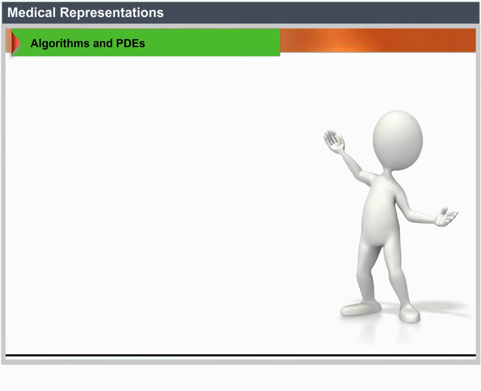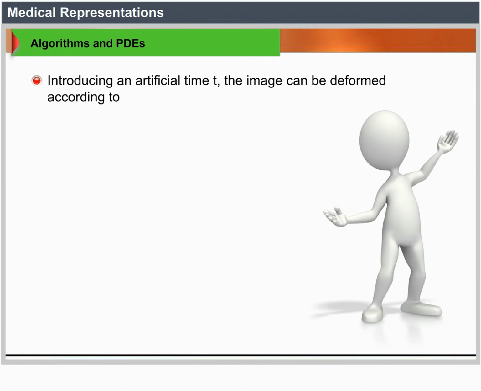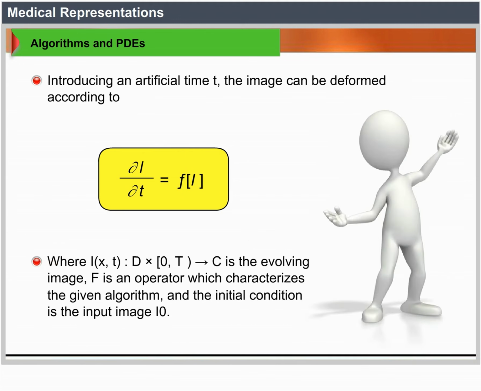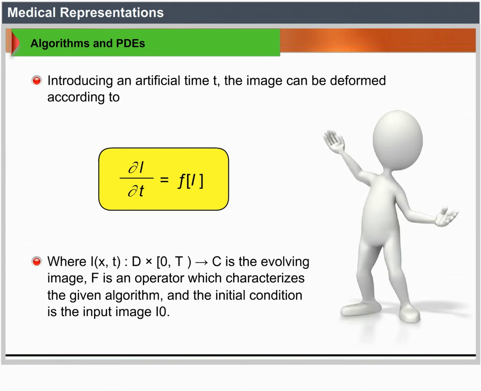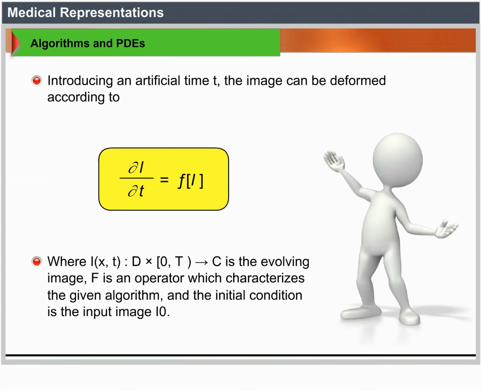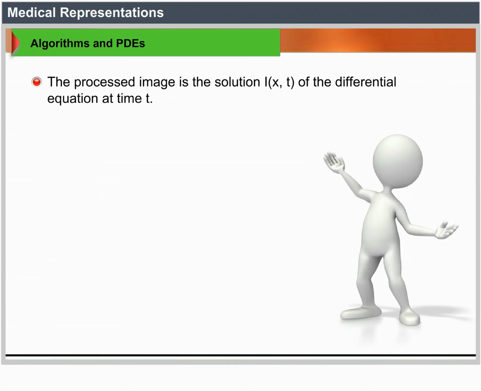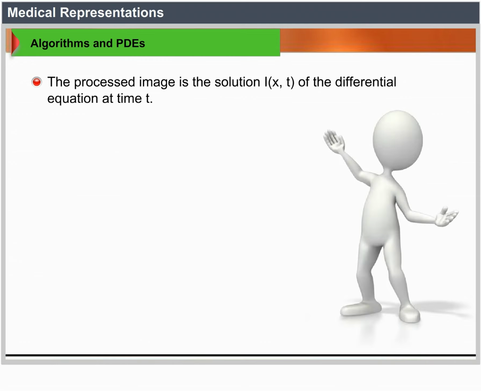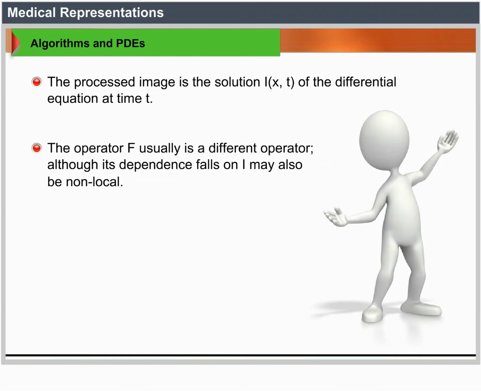Introducing an artificial time t, the image can be deformed according to ∂I/∂t equals F(I), where I(x, t) is the evolving image. F is an operator which characterizes the given algorithm, and the initial condition is the input image I0. The processed image is the solution I(x, t) of the differential equation at time t. The operator F usually is a differential operator, although its dependence on I may also be non-local, as shown.